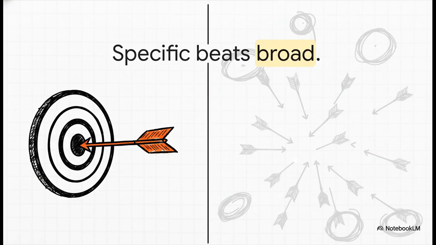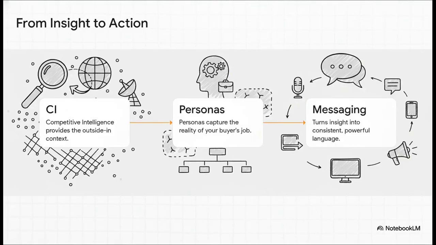Think about it. It's like a perfectly tailored suit versus a one-size-fits-all t-shirt. Which one is going to be more effective? Exactly. That focus is what makes this so powerful for your team. Now this builds directly on stuff we've talked about before. You've got competitive intelligence, or CI, which gives you that crucial outside-in view. Then you have personas, which really capture what your buyer's day-to-day job is like. And messaging? That's the final piece of the puzzle. It takes all that insight and turns it into consistent, powerful language that everyone can use.